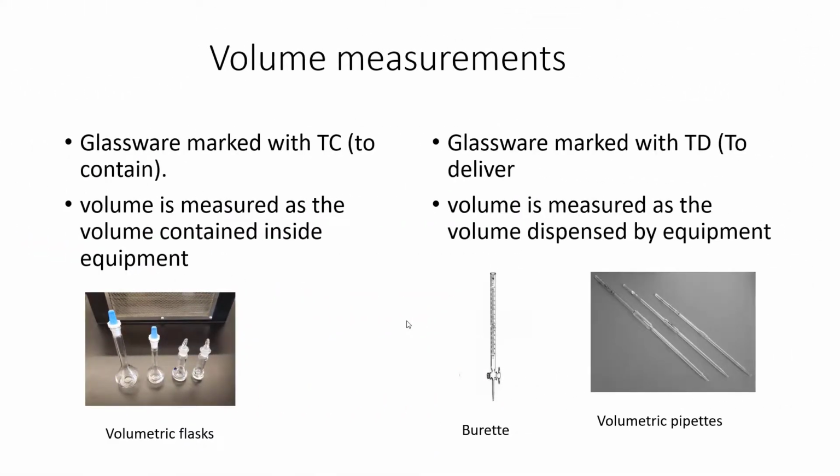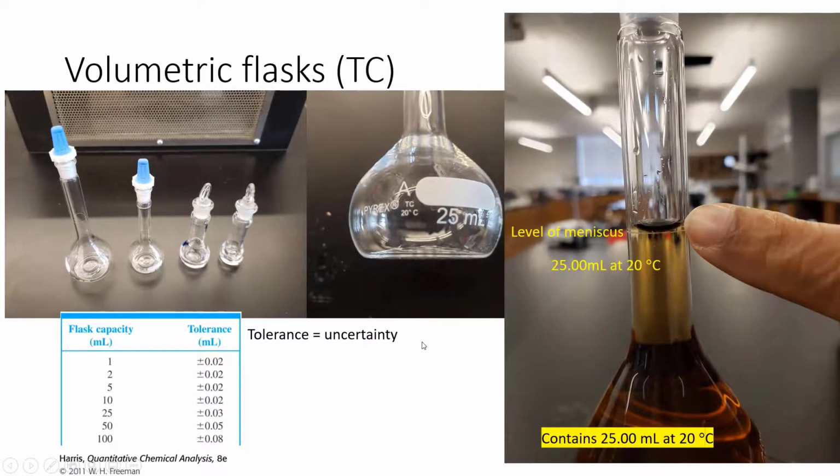There are two types of volumetric glassware. Glassware marked with TC are calibrated to contain a certain volume accurately. The ones that are marked with TD are calibrated to deliver volumes accurately. Volumetric flasks are calibrated to contain precise volumes. For example, this 25 milliliter flask can contain 25.00 milliliters at 20 degrees centigrade when it is filled to the mark. It has a tolerance or uncertainty of plus or minus 0.03 milliliters. Volumetric flasks come in different sizes and different tolerances.